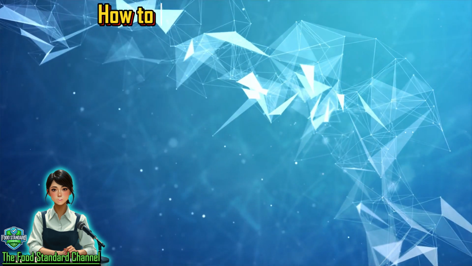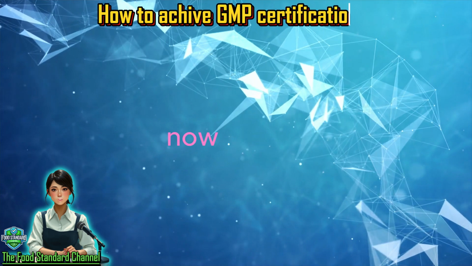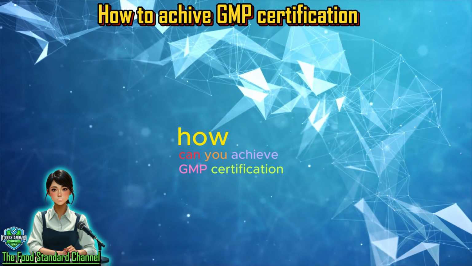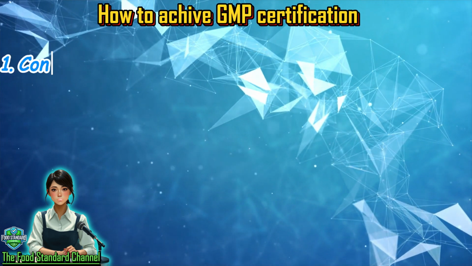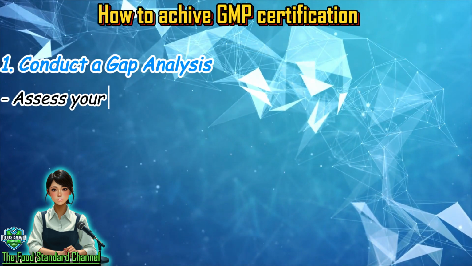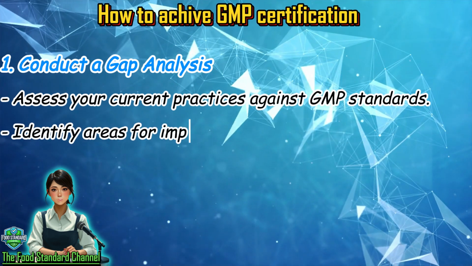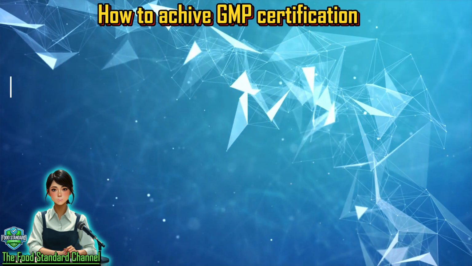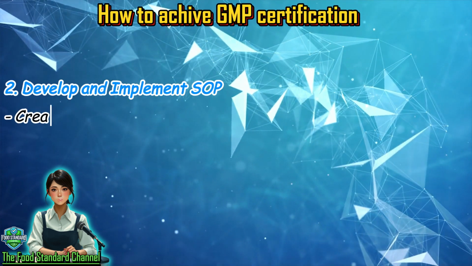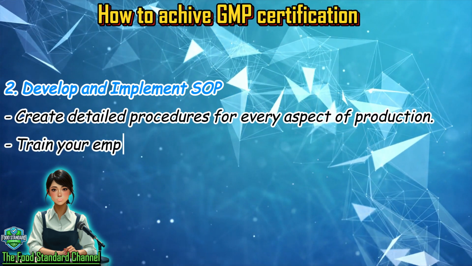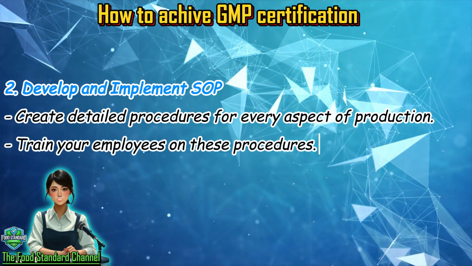How to achieve GMP certification. Now that you understand the basics of GMP, how can you achieve GMP certification for your facility? 1. Conduct a gap analysis. Assess your current practices against GMP standards. Identify areas for improvement. 2. Develop and implement SOPs. Create detailed procedures for every aspect of production. Train your employees on these procedures.